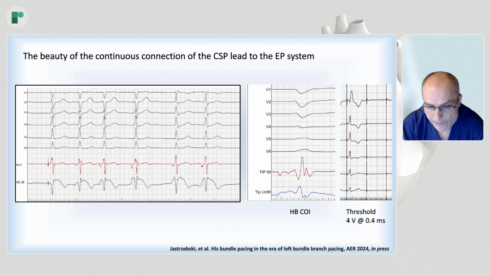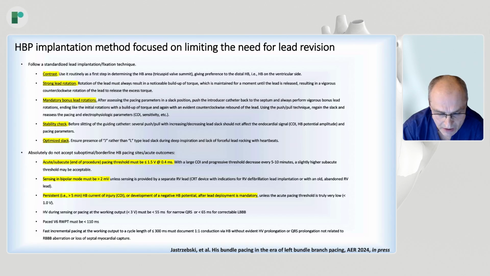But in this case, we had these tracings on the right. So we had a nice current of injury, and we had this negative His that you can see on the tip filtered electrogram. But the threshold was 4 volts. So now we don't know what to do. We have a high threshold. Let's change the slide. We have a high threshold, and I need to go through all my checklist points to sign them off if they are fulfilled.